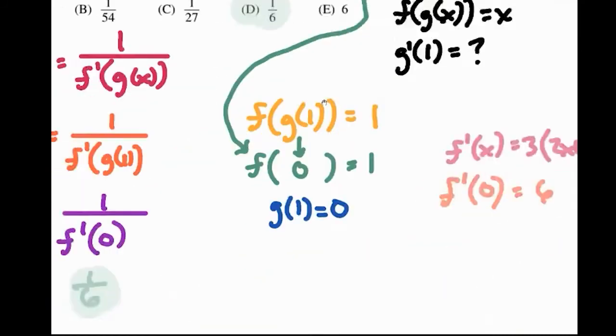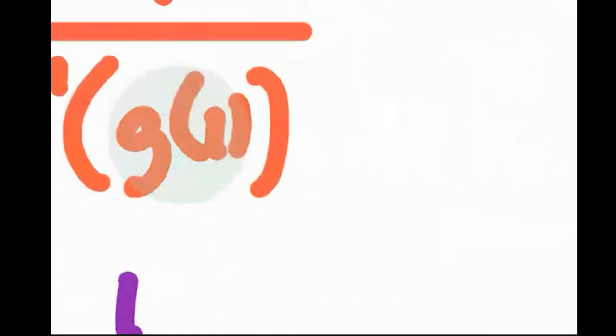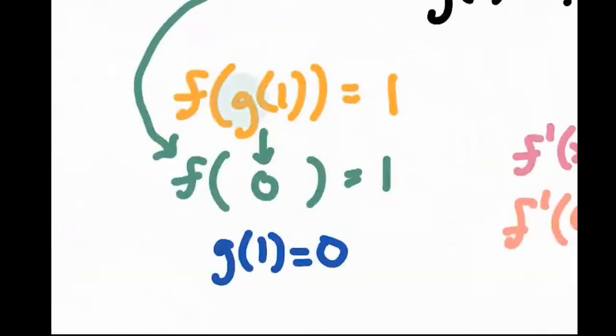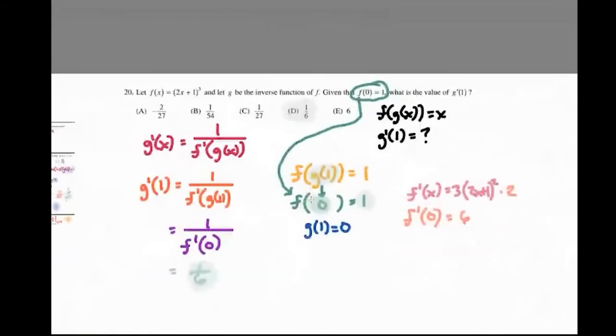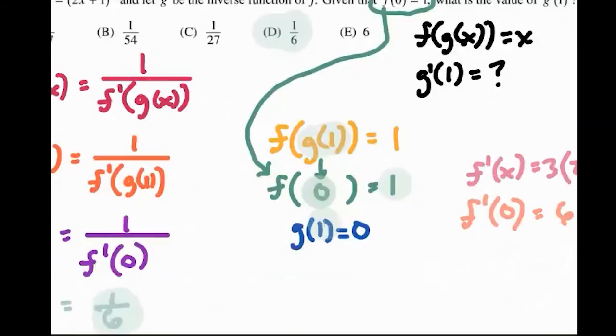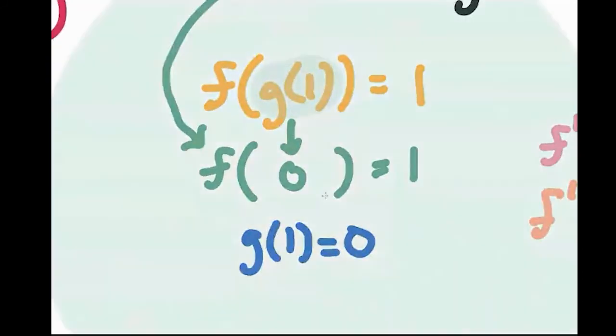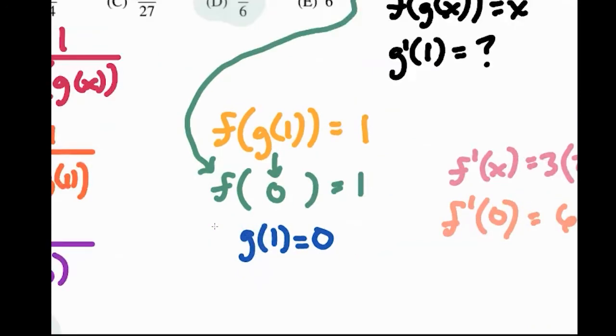So we're looking for g of 1 here. To figure that out, I wrote f of g of 1 equals 1, but I don't know what this is. But f of 0 is equal to 1. That's given in the problem. That's why I have this arrow up here. So if f of 0 is 1, that means that g of 1 has to be equal to 0. Given the fact that f of 0 is 1, this 0 is g of 1. So that's how I found that. Does that make sense?